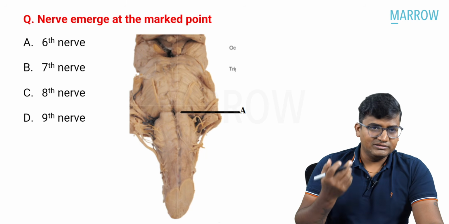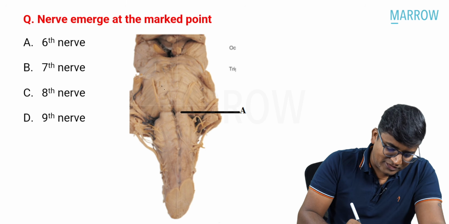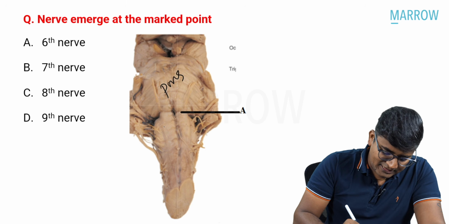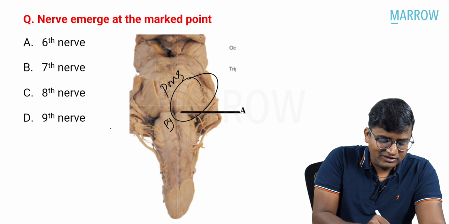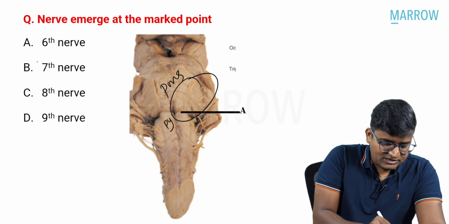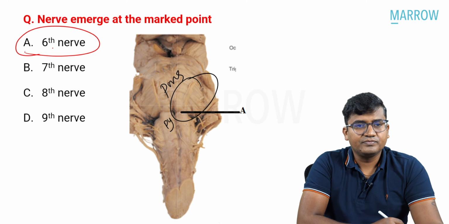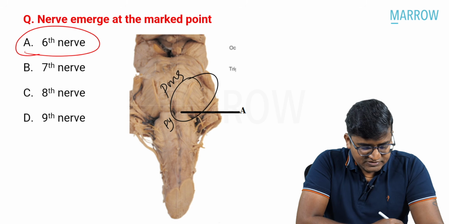Now the nerve image is the marked point. This is the pons I told you just now, and this is a pyramid. At the pontopyramidal junction, the nerve marked is our sixth nerve. That is the answer for this question. Now see the next question.